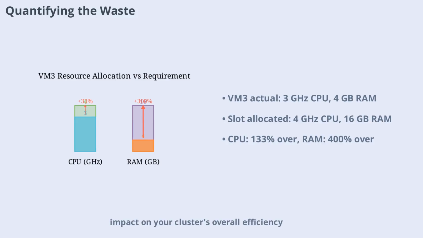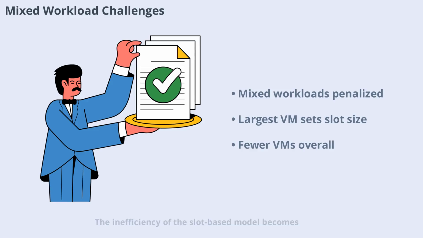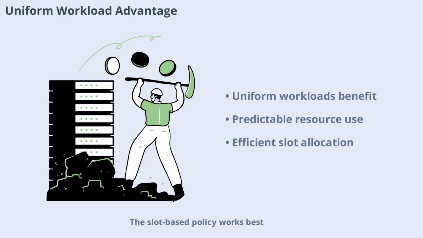The inefficiency of the slot-based model becomes especially pronounced in clusters with mixed workloads. If your environment hosts a variety of applications with different resource needs, the largest VM will dictate the slot size for all. This can severely limit the number of VMs you can run, even if most require far less than the slot size. The slot-based policy works best in environments with highly uniform workloads.